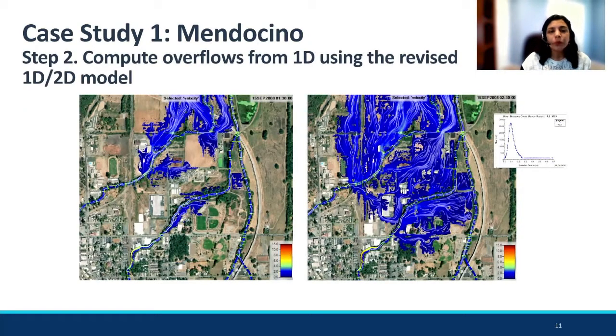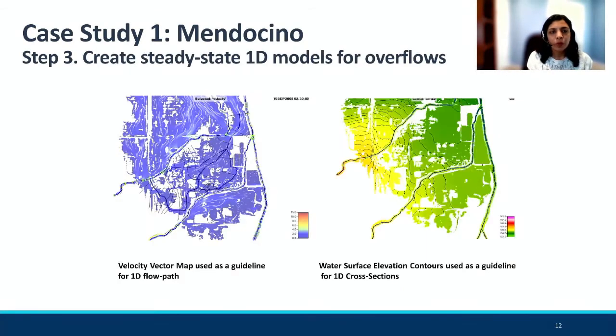Step 2 is to compute what overflows from the 1D portion and determine the overflow paths. So here you can see the velocity vector plots for the overflow paths developing with time. Here we have the inflow hydrograph, which has a peak discharge around 230, and you can see how the flow is developing. So these are the overflows, and with time, at the peak time, the overflow paths coming from all different directions start merging together, going downstream. And the idea is to capture these overflow paths through the steady models.